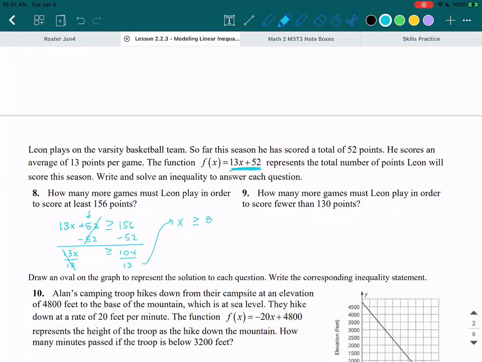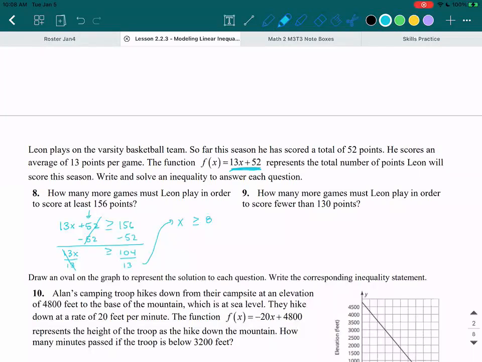Remember that in this class you are allowed to use a calculator, and please use any calculator whenever you need to. Whether that calculator is on Desmos or Delta Math or your phone, you're allowed to use a calculator. Just a reminder. Okay, so then we get x is greater than or equal to 8.